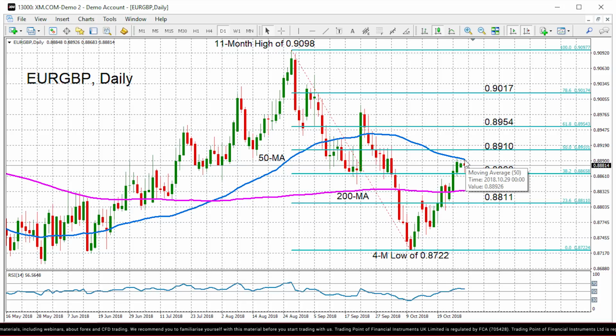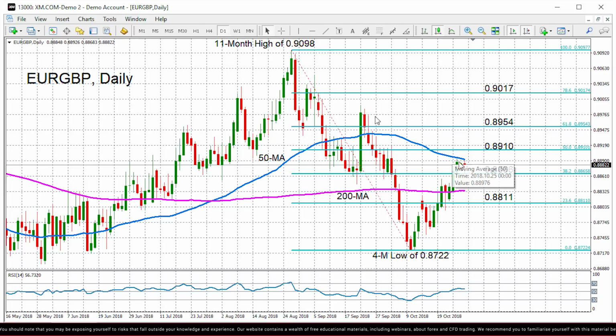Not too far above the 50-day moving average, which is currently hovering around 0.8893, is the 50% Fibonacci retracement of the downleg from 0.9098 to 0.8722. So that's around 0.8910. Climbing above 0.8910, we could see the next resistance coming from 0.8954, the 61.8% Fibonacci, and then further up we have the 78.6% Fibonacci at 0.9017. So a break above 0.9017 would help euro pound head back towards that 11-month high of 0.9098 we saw back in mid-August.